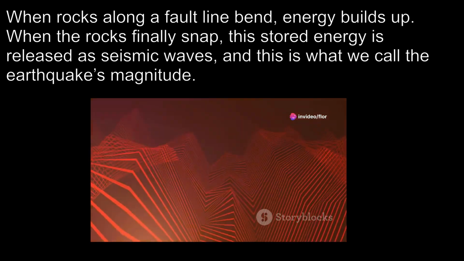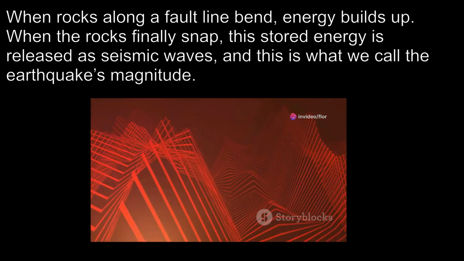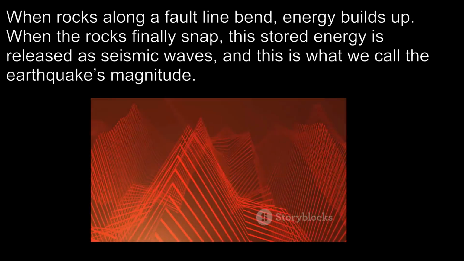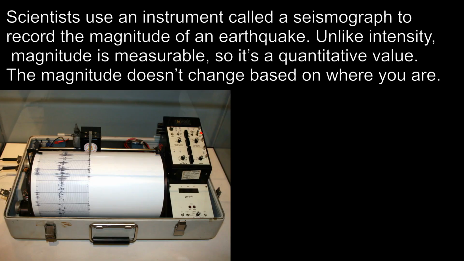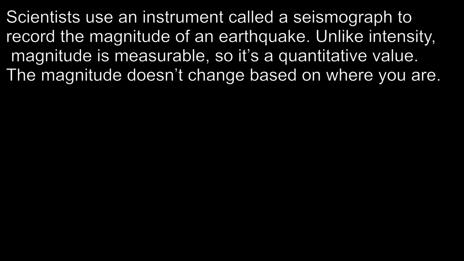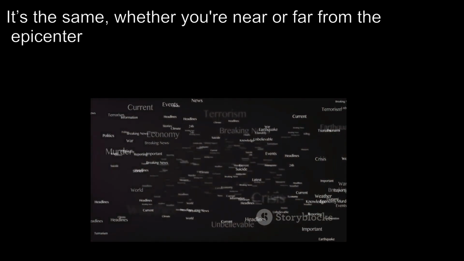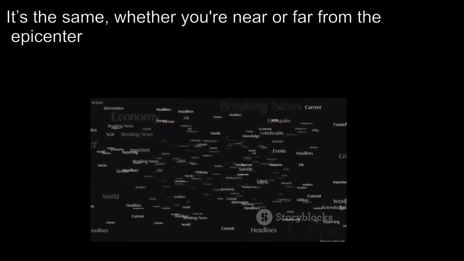When the rocks finally snap, this stored energy is released as seismic waves, and this is what we call the earthquake's magnitude. Scientists use an instrument called a seismograph to record the magnitude of an earthquake. Unlike intensity, magnitude is measurable, so it's a quantitative value. The magnitude doesn't change based on where you are. It's the same whether you're near or far from the epicenter.